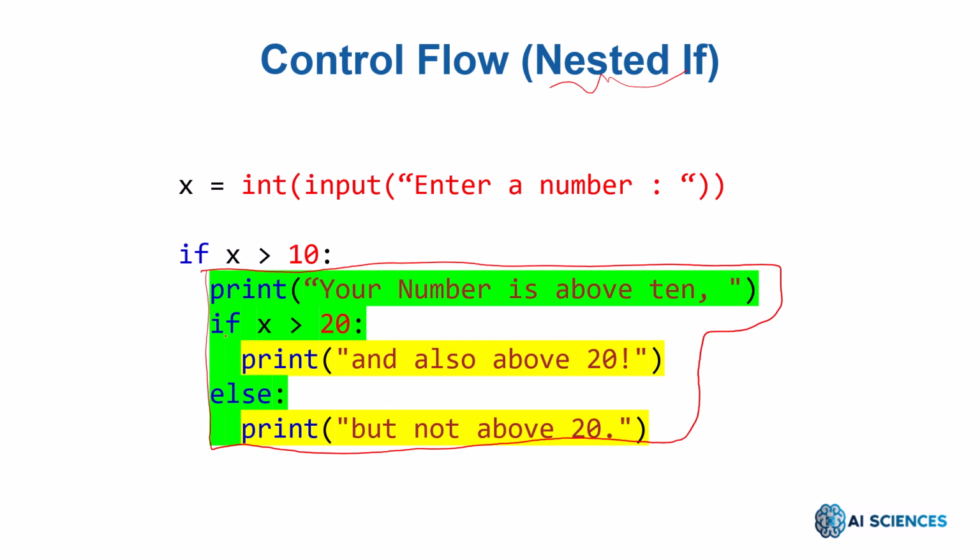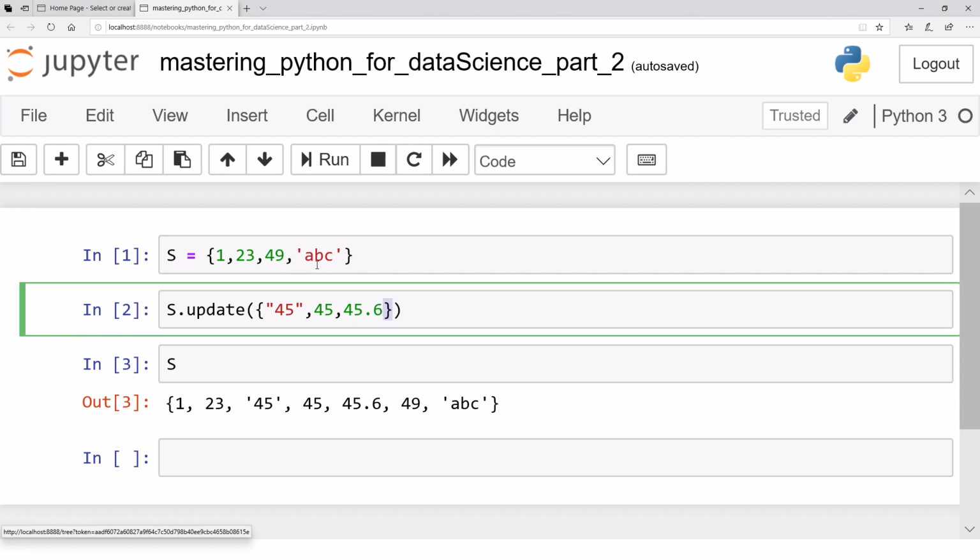For example, if x is larger than 20, then print it's also above 20. Otherwise, else print but not above 20. So this is the top if, and this is the if inside the if, and that is called nested if. You can have another if inside that if, and that is the third nested if, and you can have this structure very deep inside. So let us just see how this nested if works. Let us code it on the notebook and see how it really works.